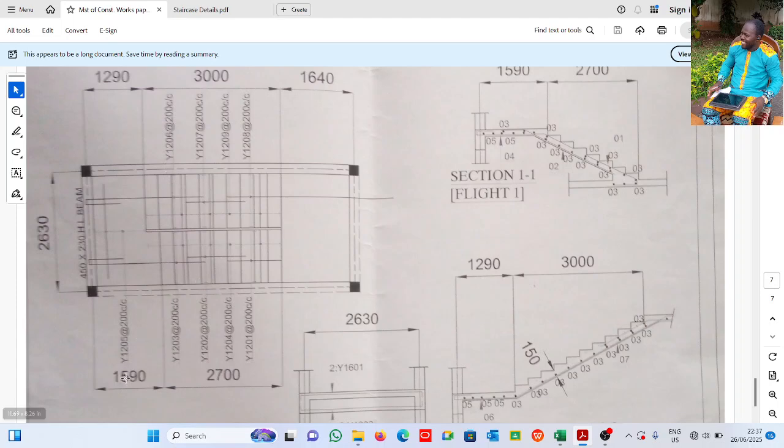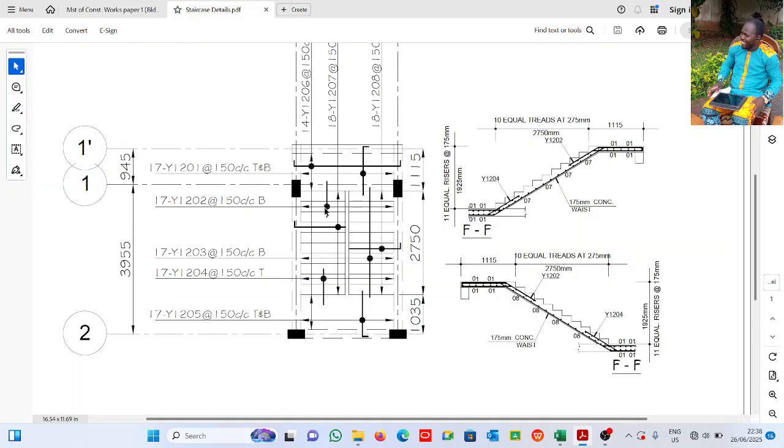Let me tell us why we don't know. Let's come here. Take this one, Y1205. It is more clear. Y1205 at 200. If you trace it, look at where this dot is. See this dot. This is the reinforcement. Now we cannot see the span. What I mean by span is, if this is this reinforcement here, where will it cover, from where to where? Now let me show us what it means here. I'll pick any reinforcement. Look at this reinforcement here. 17Y1205.